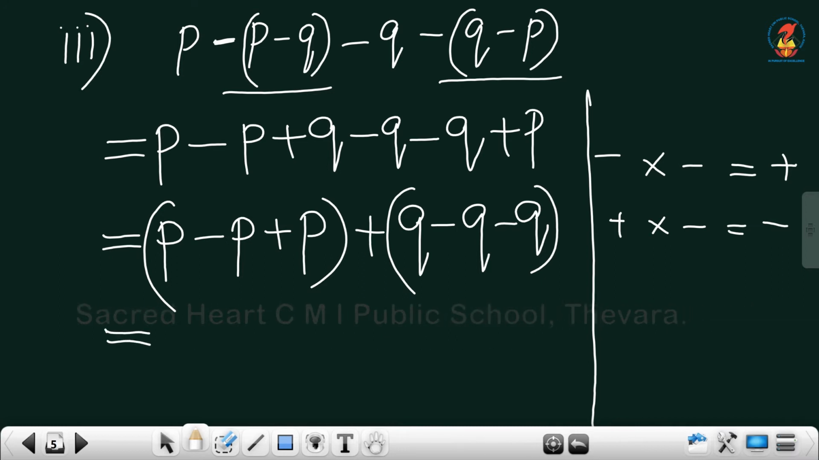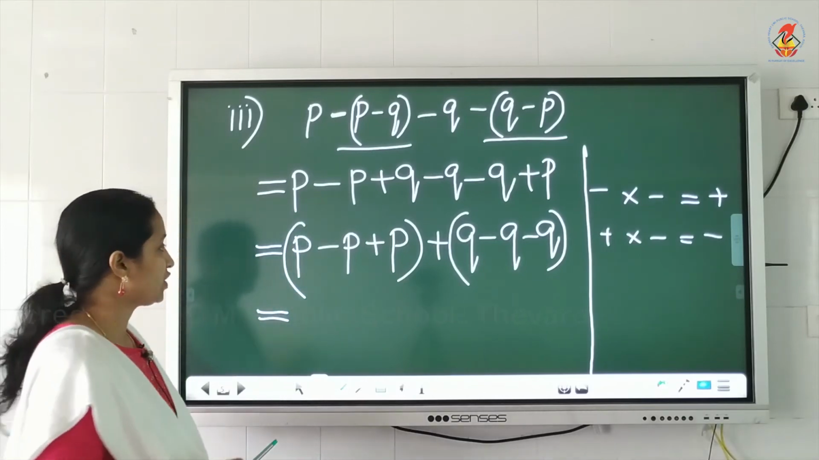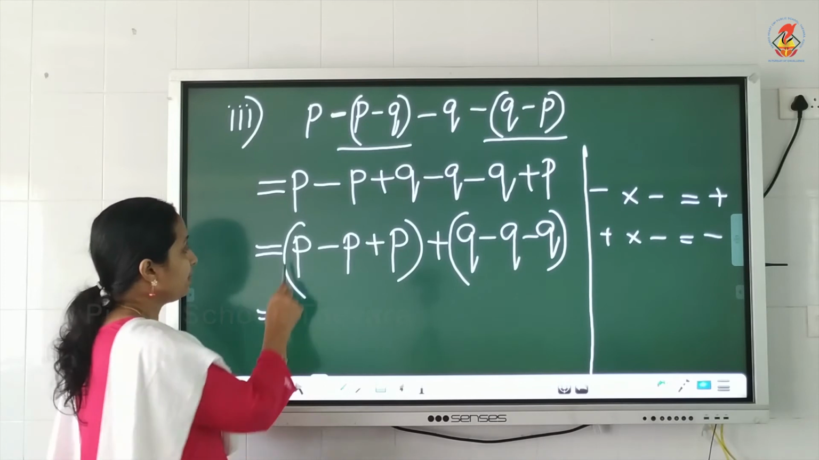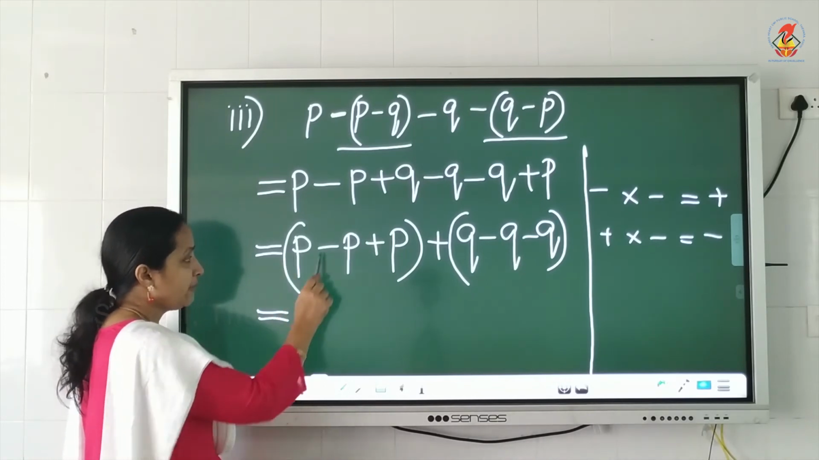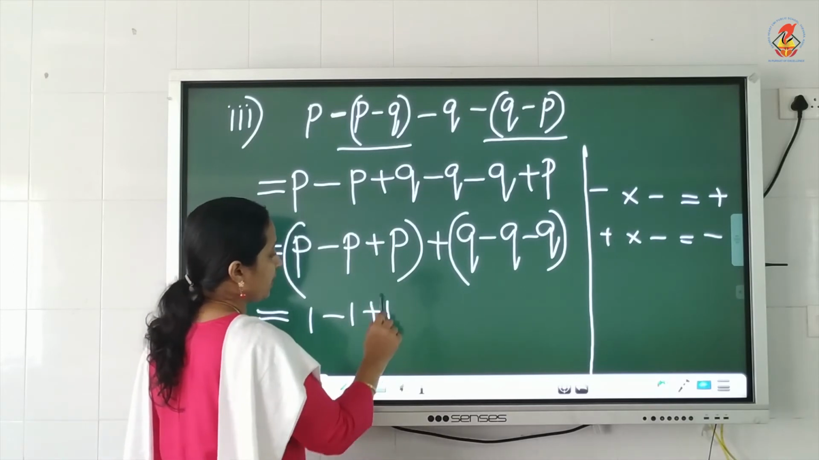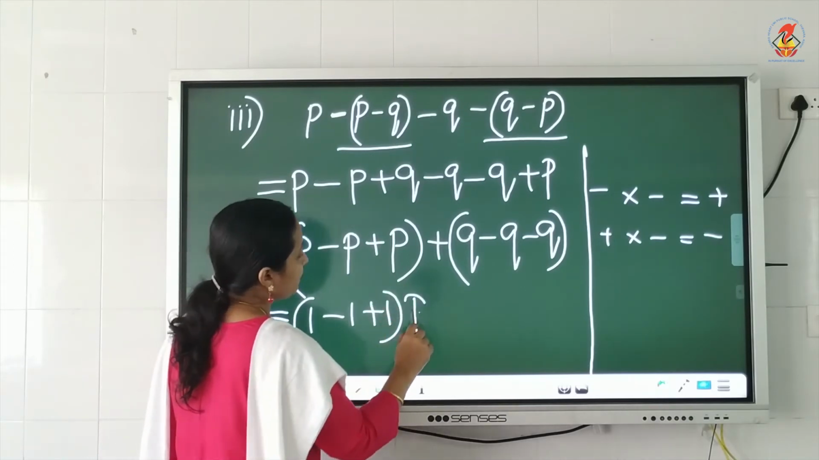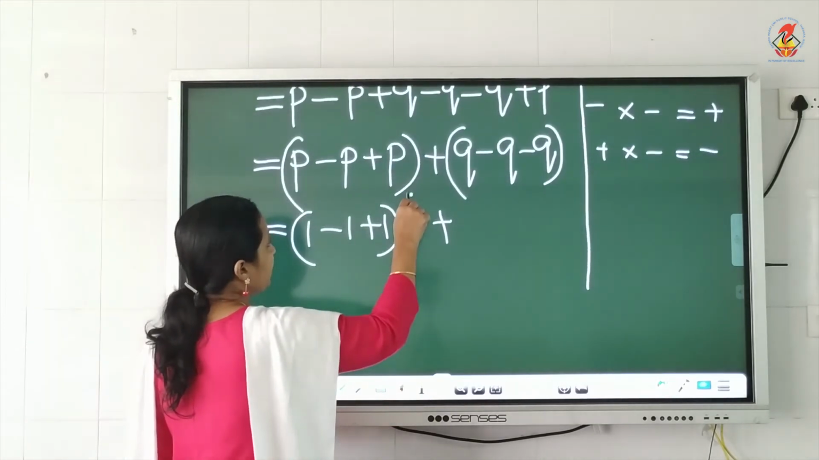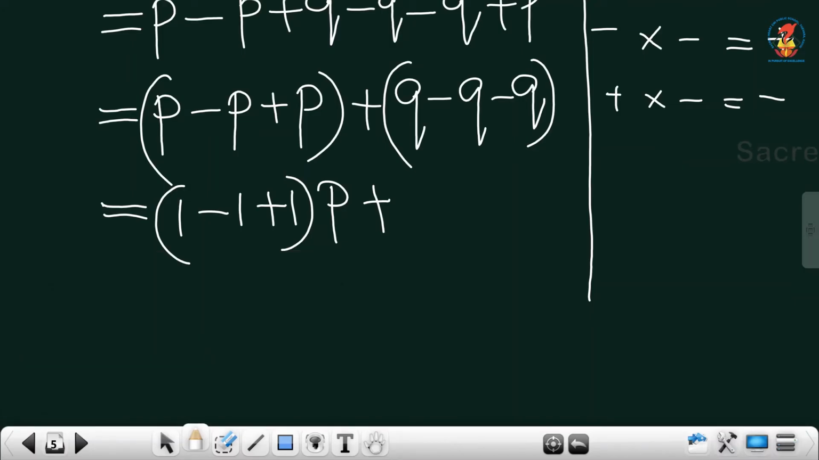Now what is the next step? Just write the numerical coefficient and take the common variable outside. What is the numerical coefficient here? Here the numerical coefficient is 1. Here the numerical coefficient is 1. So how can you write? 1 into P plus, in the same way you can write it as, numerical coefficient is 1, here also 1, here also 1, and take the common variable outside.